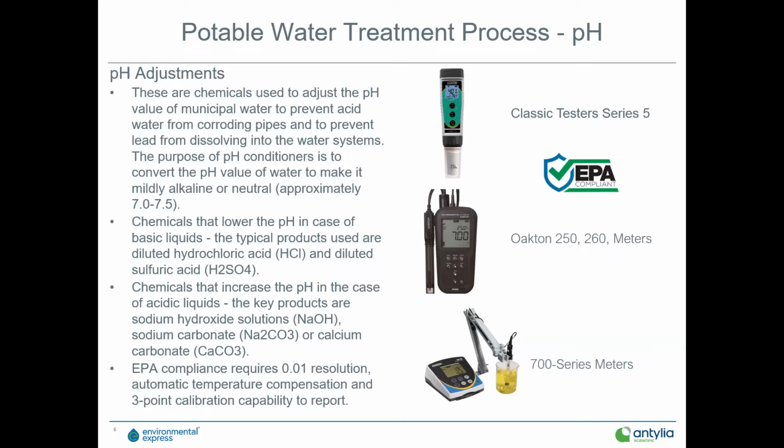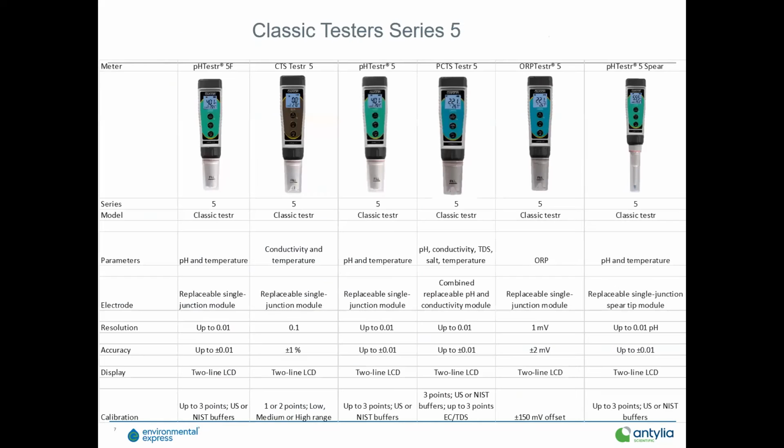Our 5 series, typically, I believe the pH 5 is about $112. And here's a shameless plug for the 5 series testers. But you'll see that it qualifies and meets all the 3 stated requirements for EPA compliance for reporting: 0.01 resolution of the instrument, 3 calibration points, and all these instruments have automatic temperature compensation.